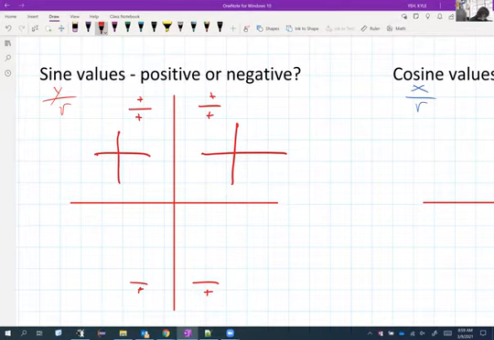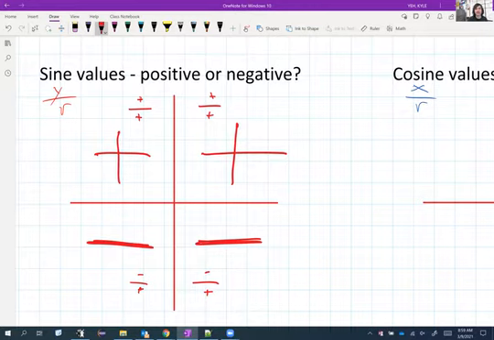Quadrant 3, our y's, we're going down, so it's negative. A negative divided by a positive. Any sine value in quadrant 3 is negative, and any sine value in quadrant 4 is negative. Because of the y coordinate, just whatever sign it is, divided by our positive r, that controls the sign of the sine value.